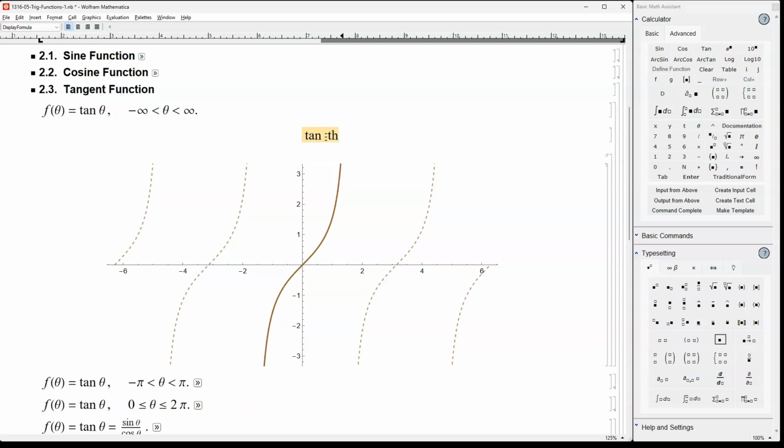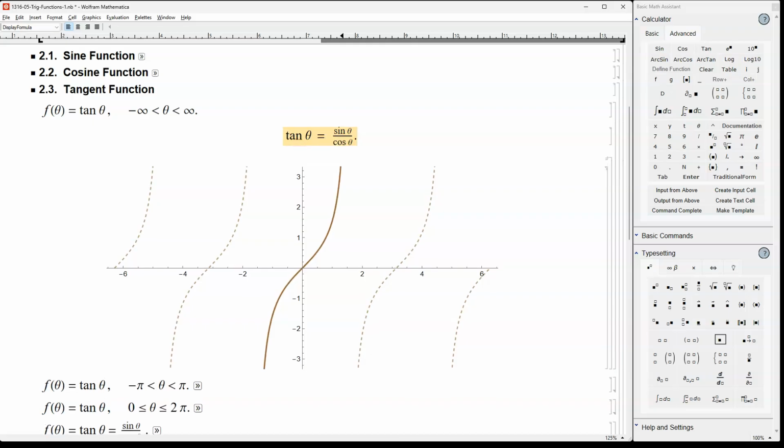Tangent of theta is sine of theta over cosine of theta. Remember this? Quotient identity, or sometimes I call it the formula number 2 in terms of level of importance in trigonometry. So essentially we have denominator, and denominator may turn 0. So whenever cosine hits 0, we have a vertical asymptote right here at pi over 2 and negative pi over 2, 3 pi over 2, negative 3 pi over 2, and so on and so forth.